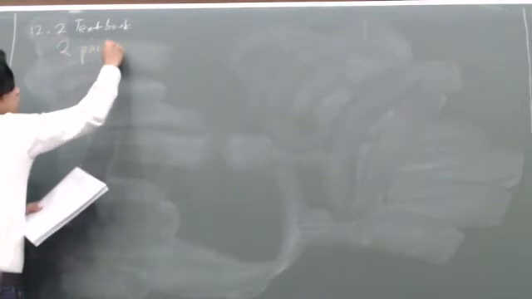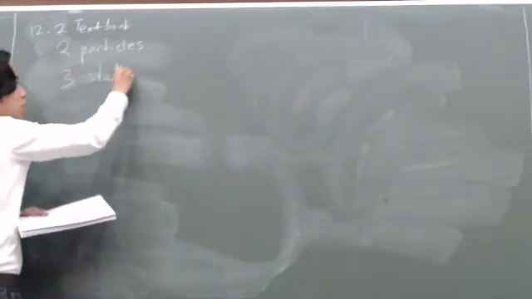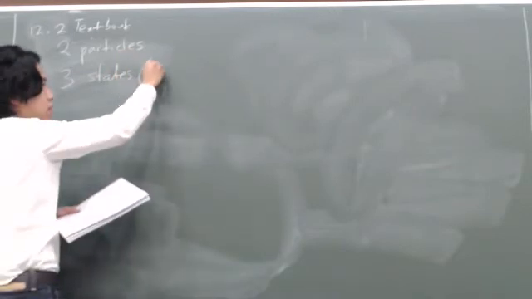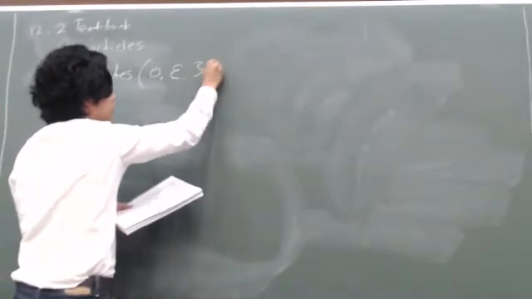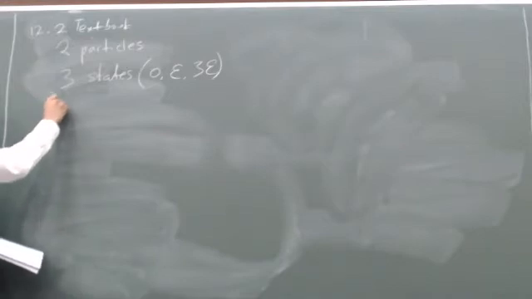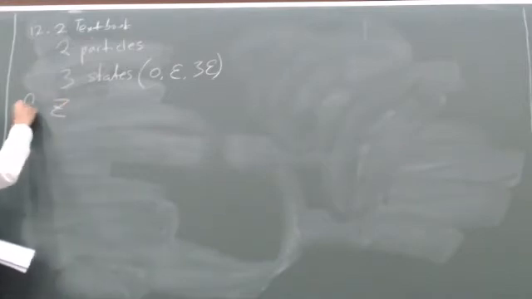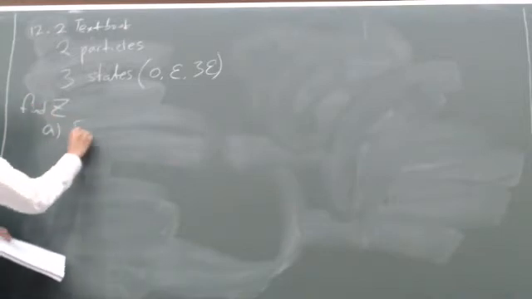Okay, so 12.2 from the textbook. It's asking you have 2 particles. They are quantum particles, they're indistinguishable, and you have 3 states available. And these are energy states, whether it's the ground state 0 energy, or epsilon, or 3 epsilon. And it is asking you to find the partition function, find Z, for case A, if they're fermions.